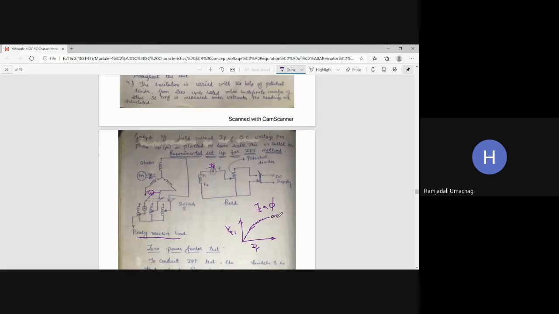OCC is the graph between open circuit line or phase voltage versus field current. Then from 0 to rated voltage, you should keep on changing the excitation, that is IF, and note down the corresponding voltage. Is it clear, all of you? Yes.